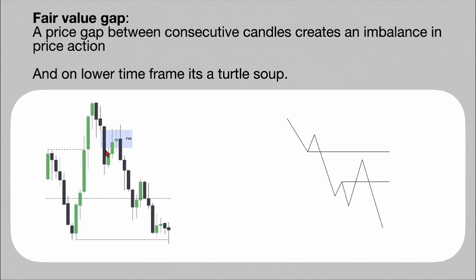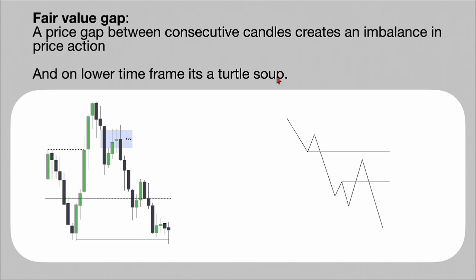Even an FVG, at its core, is simply a lower time frame turtle soup. If you observe a higher time frame FVG on a lower time frame, it will essentially look like a turtle soup, as I mentioned. The definition of an FVG is a price gap between consecutive candles, indicating an imbalance in price action. But, as stated before, it's basically a lower time frame turtle soup and retracement profile.